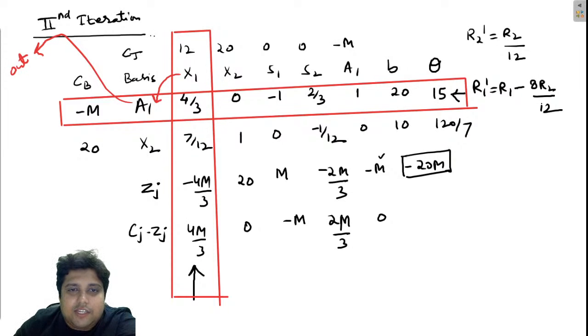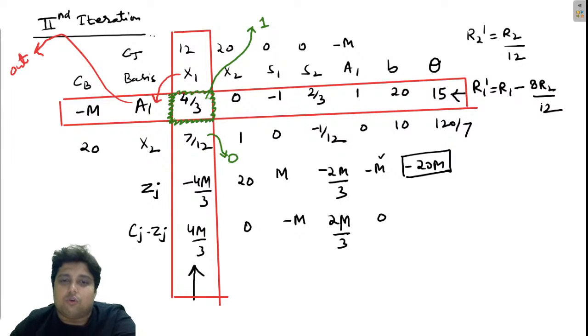So in the next iteration we will have to make this 4 by 3 into what? This is the key element. We have to make sure that we make the key element 1 and the elements below that 0.